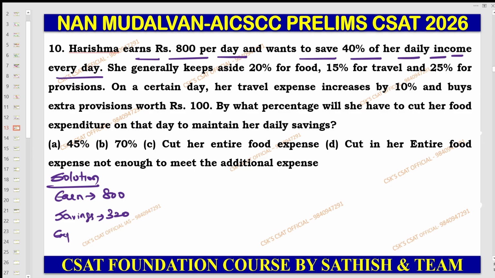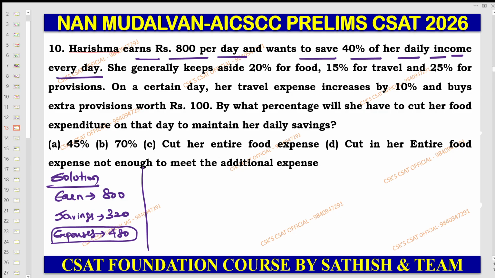So mind calculation applies here. Savings is 320. Then what is going to be the expense? You know the concept. Our income is nothing but either you do the saving or else you do the expense. So what could be the expense here? 480. 480 is going to be the expense.